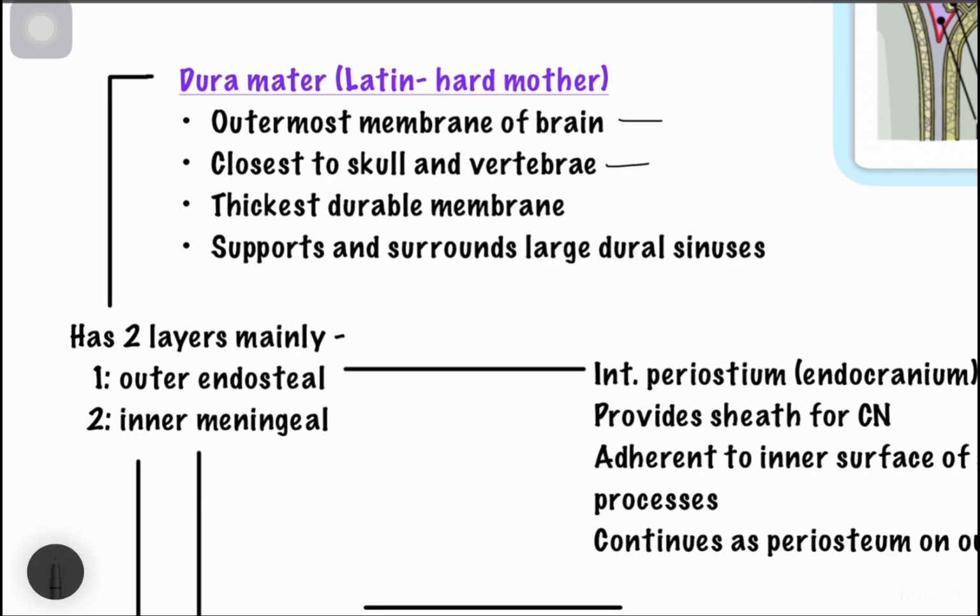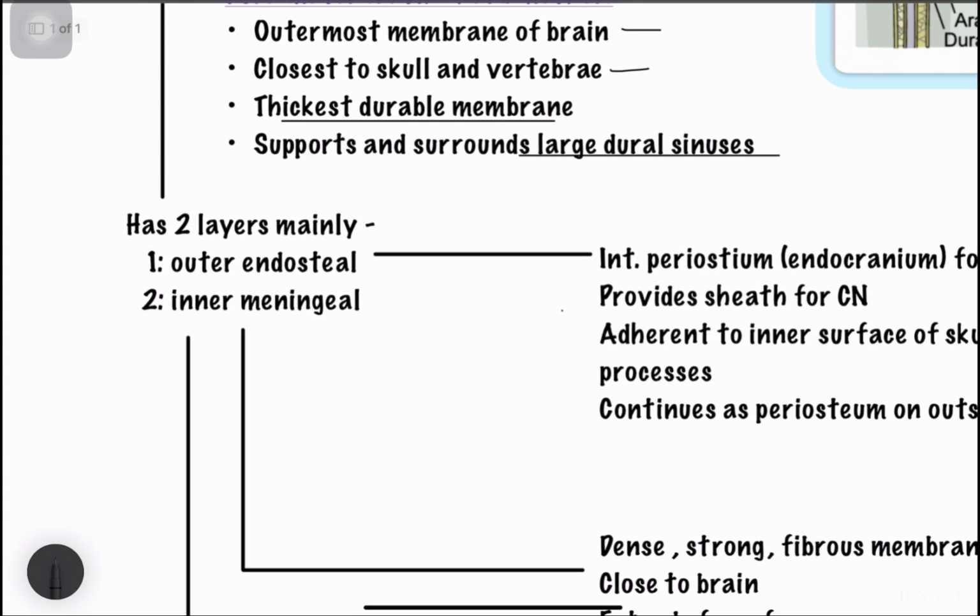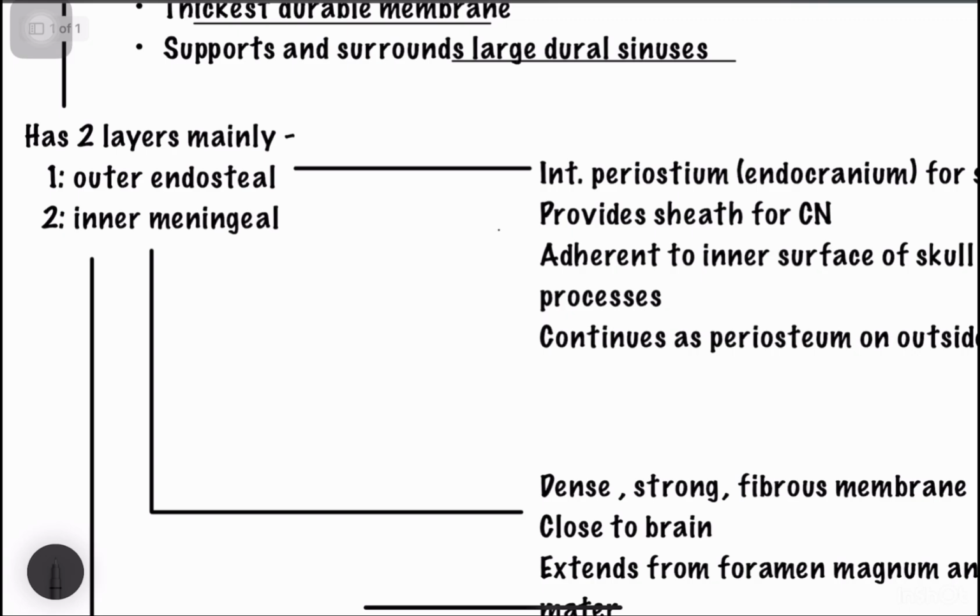As we know, the spinal cord also has meningeal layers, so it is continuous through the foramen magnum and forms a spinal meningeal layer around the spinal cord. It is the thickest durable membrane, and supports and surrounds large dural sinuses. The dura mater has mainly two layers: the outer endosteal layer and the inner meningeal layer.